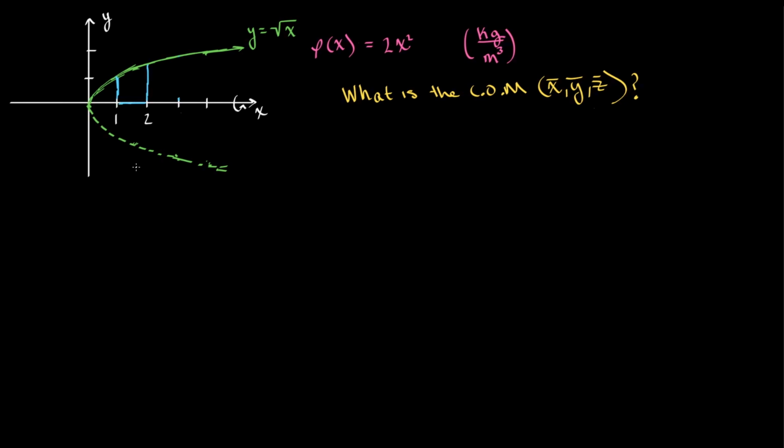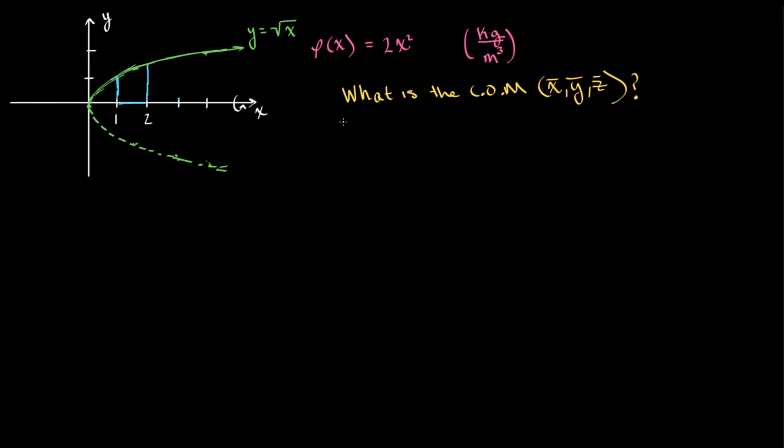And what we're going to do is rotate this region about the x-axis. So we're going to end up with a volume here. And our volume has a variable density, and that's represented by this density function up here. This Greek letter is rho. So given all of this information, why don't you pause the video and try to find the x, y, and z coordinates of the center of mass of this volume.